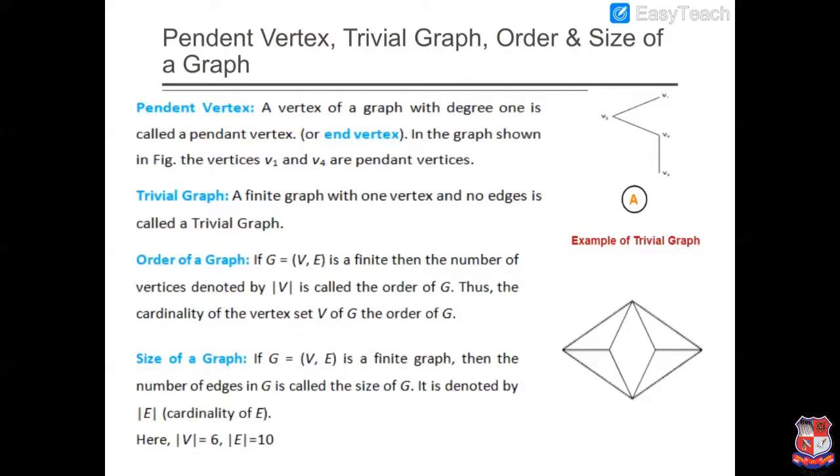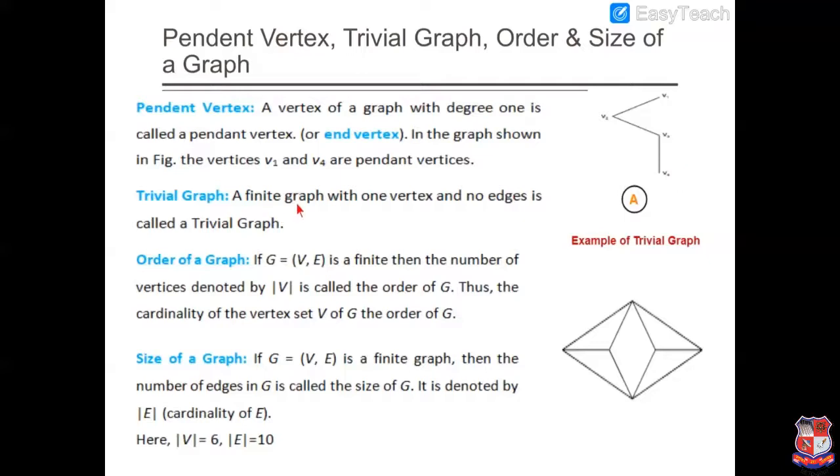Now, the pendant vertex. A vertex of a graph with degree 1 is called a pendant vertex or end vertex. In the graph shown in the figure, the vertices V1 and V4 are pendant vertices. Here the vertex V1 and the vertex V4 both have degree 1. The vertex V1 has degree 1 because it is incident to one edge. The vertex V4 also has degree 1 because it is also incident to one edge. Therefore, both the vertices V1 and V4 are called pendant vertices.